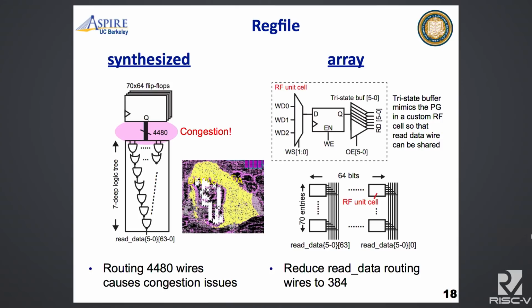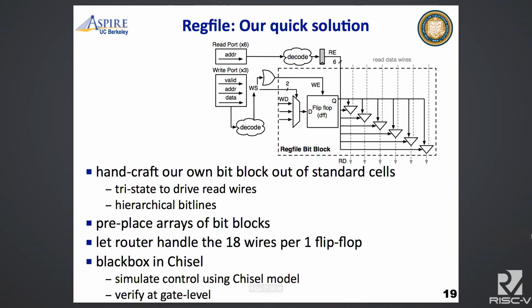We could then pre-place these cells throughout the chip and then let the routing tools lay over the wires across each of the bits. So that way we reduced the number of wires by an order of magnitude. Said another way, you need 18 wires coming into and out of every bit in your register file. So through this technique, particularly using the tri-states, we could dramatically reduce this. And since you don't want 70 guys driving one tri-state, we had to use hierarchical bit lines.